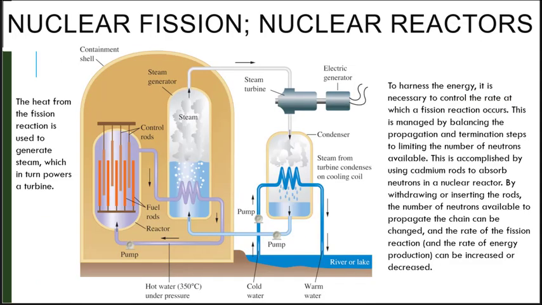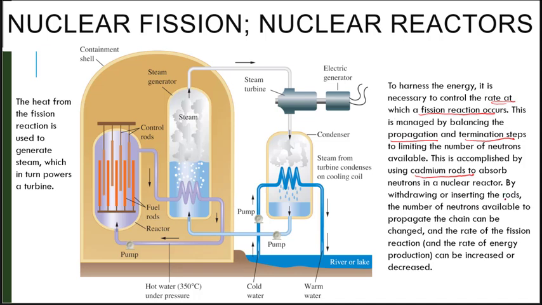A nuclear reactor uses the energy that's generated by fission as heat. To harness the energy, it's necessary to control the rate at which a fission reaction occurs. This is managed by balancing the propagation and the termination steps to limit the number of neutrons available. This is accomplished by using cadmium rods to absorb neutrons in a nuclear reactor.